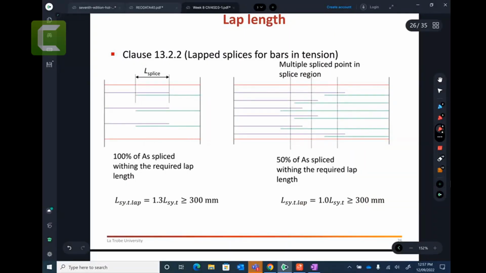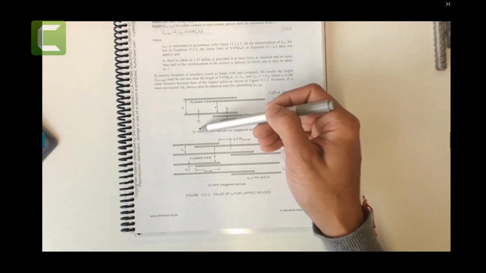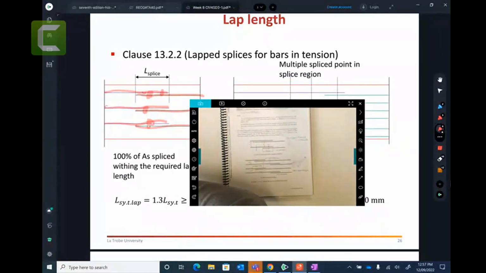Let's say you have this bar here, and there is another bar which is tied together. Right, there is one more bar, and there is another bar which is tied together again here. You have one more bar and one more bar here that is tied together. That figure is given here. You have this bar, this bar, this bar, you have 100% bar splice, no stagger splices. So that's the figure I explained here.